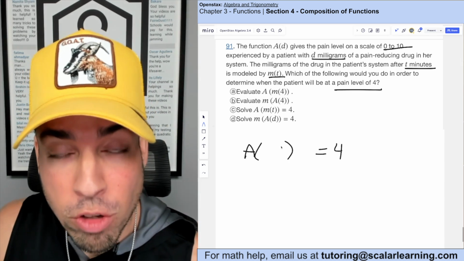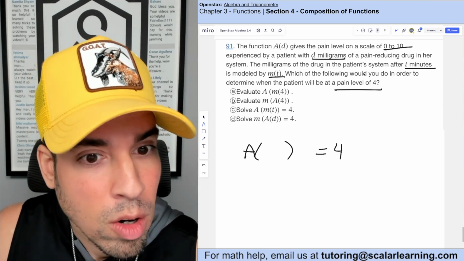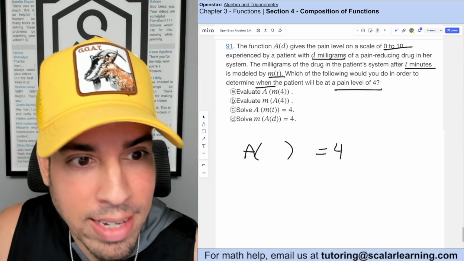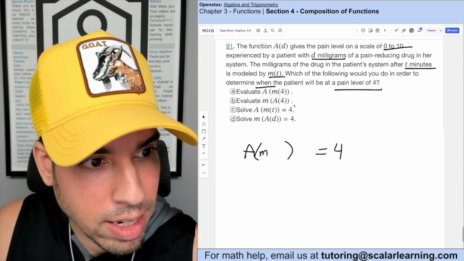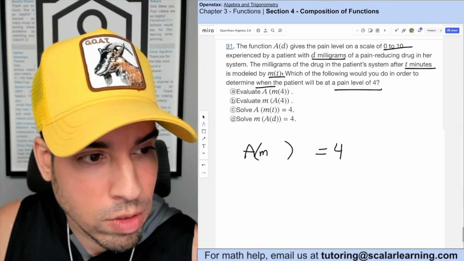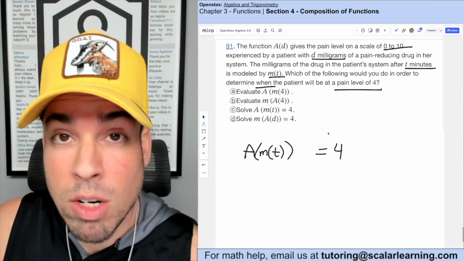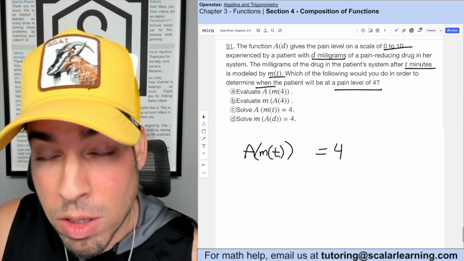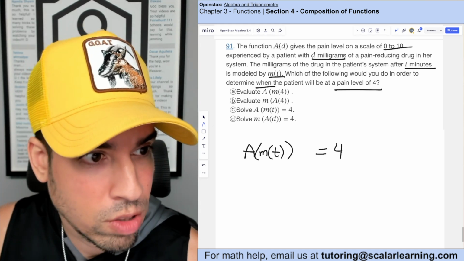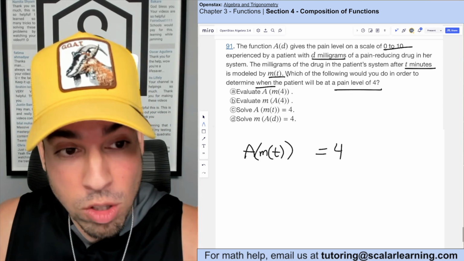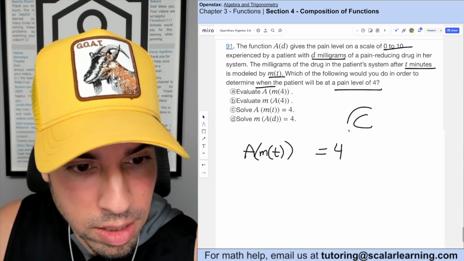Now, what we're taking as an argument in this function is the amount of milligrams in the system. But this is asking when, aka the time, the amount of minutes. So what we're doing is we're plugging in this m function, which gives us the amount based on time units. If I know the time, this is going to give me the amount of milligrams left in the system. And then we're taking those milligrams and plugging them into this function a, which takes milligrams as an argument and outputs pain level. And we'd solve this for t, which means that c is the winner.